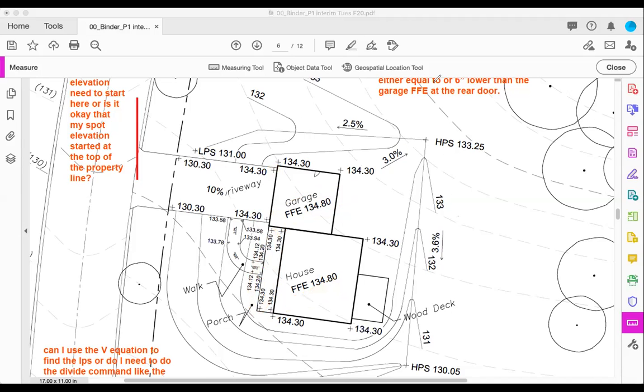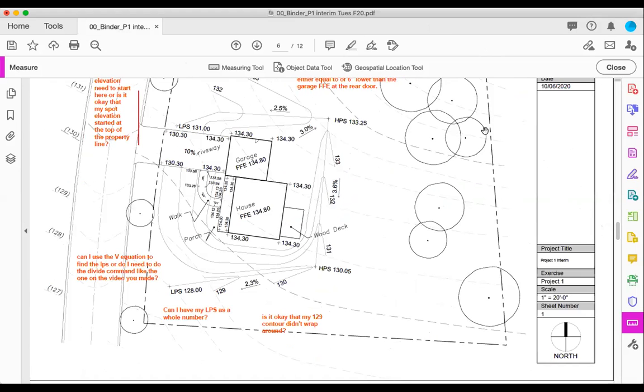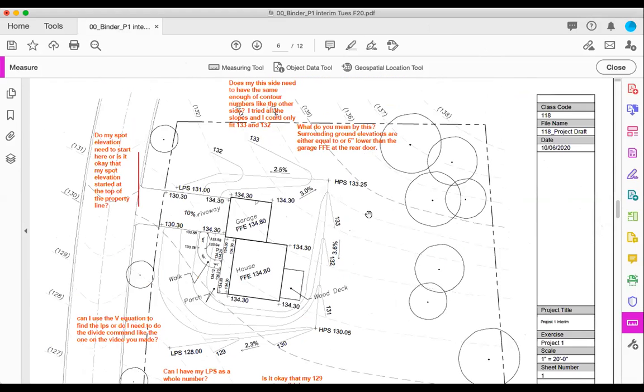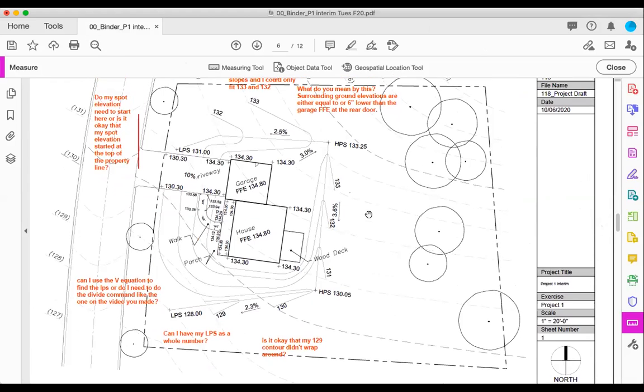Cool. And anything else that I missed? Okay, let's see. Yeah, I think I covered all of them. Good. Sounds good. Once you are able to make all these changes, we can come back and talk about the walkway. All right? Yep. Thank you so much.